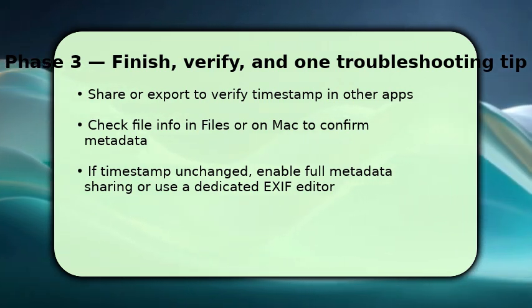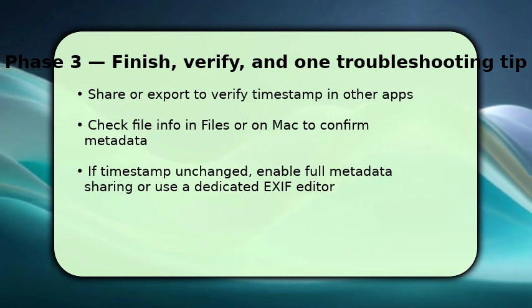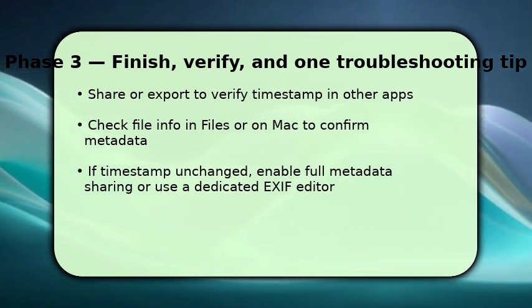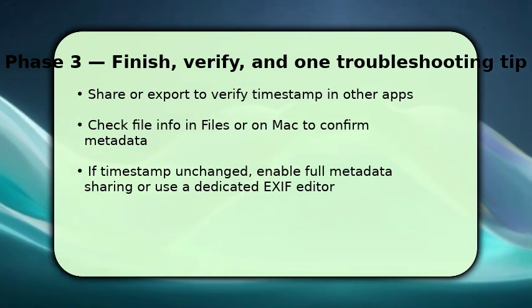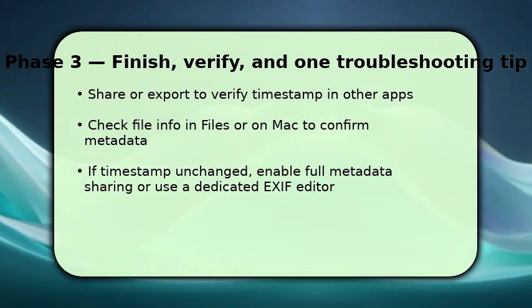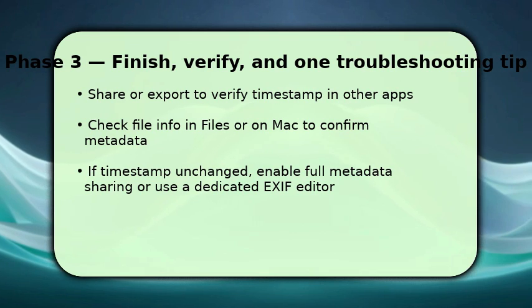If the timestamp didn't update, go back and check privacy settings, allow photos to access location and metadata, or use a dedicated EXIF editor app to force-write the date and time. One key tip: if edits fail, reboot the phone and try again.